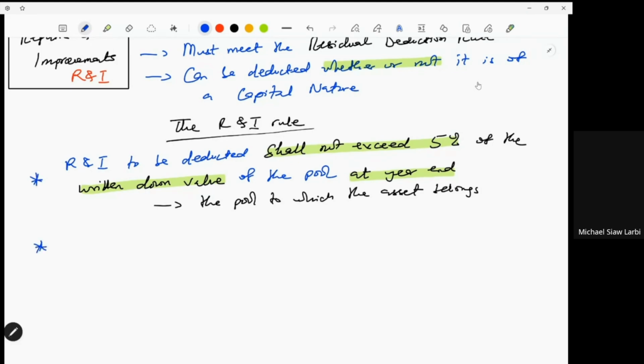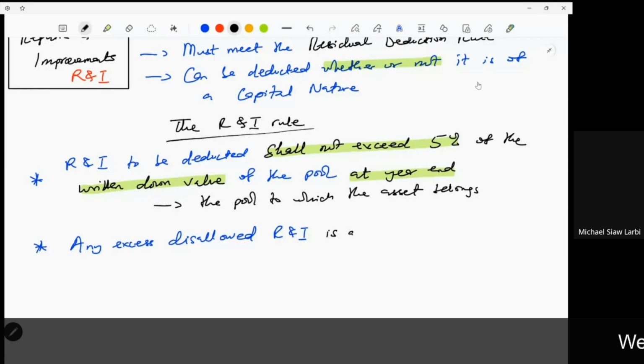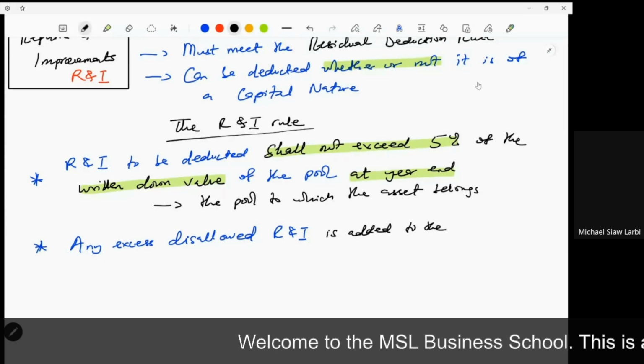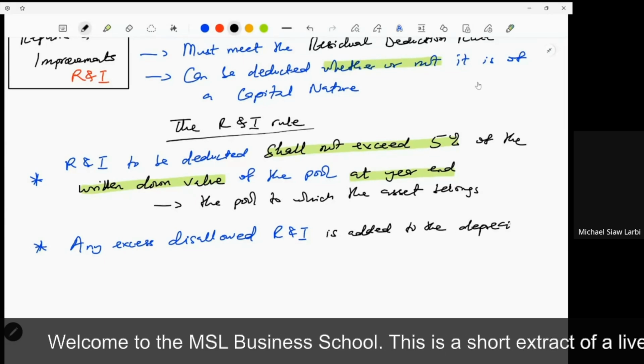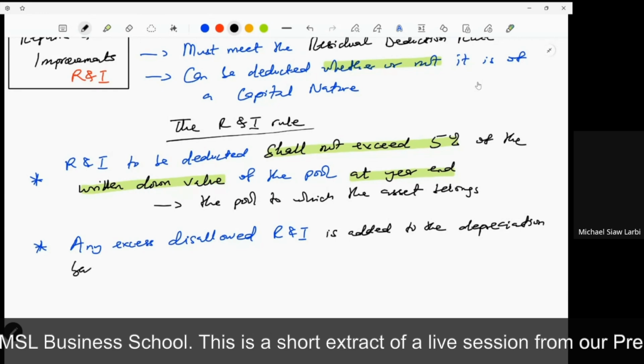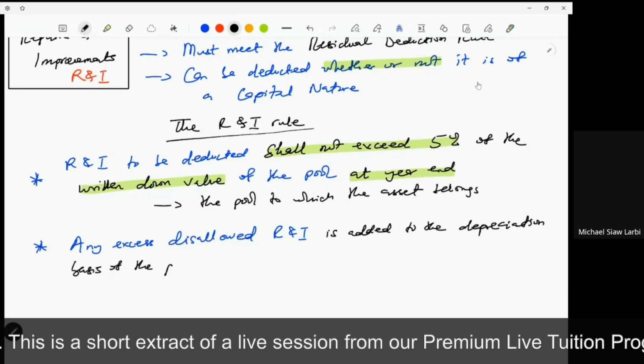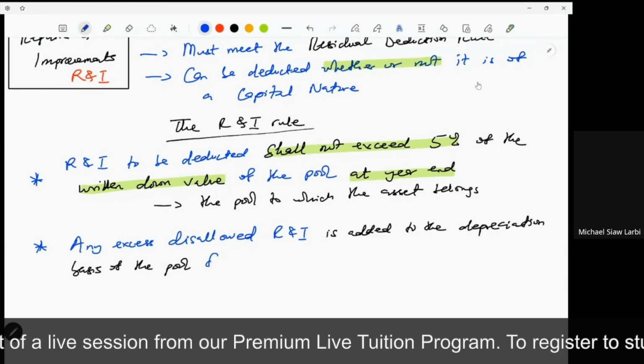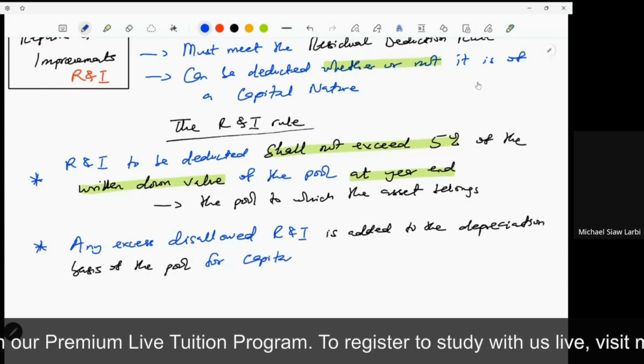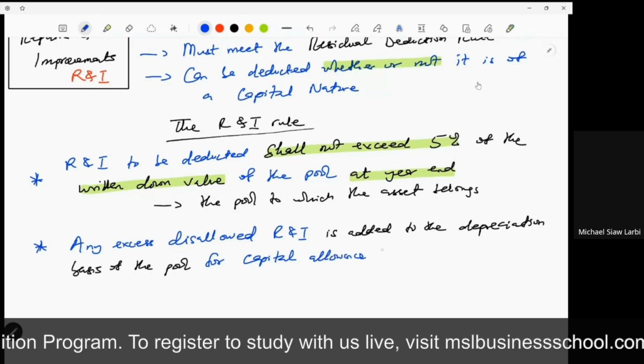The second one: any excess disallowed repairs and improvements based on this 5% threshold is added to the depreciation basis of the pool for capital allowance to be recomputed.